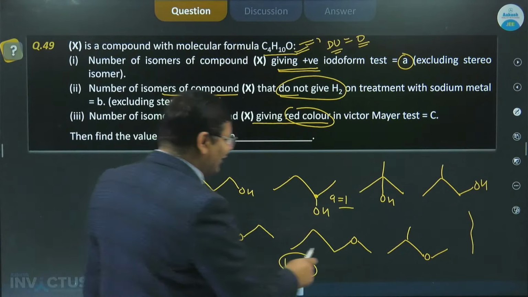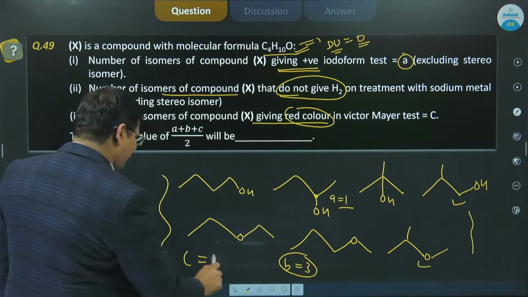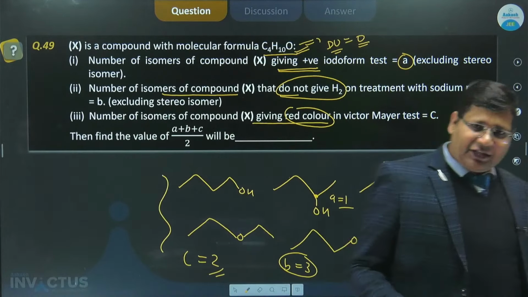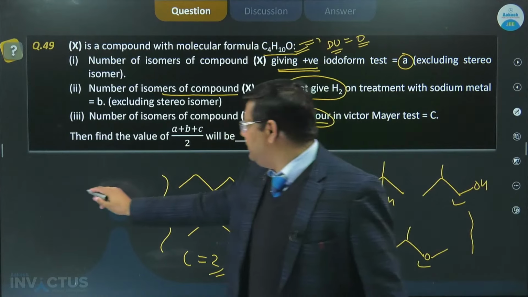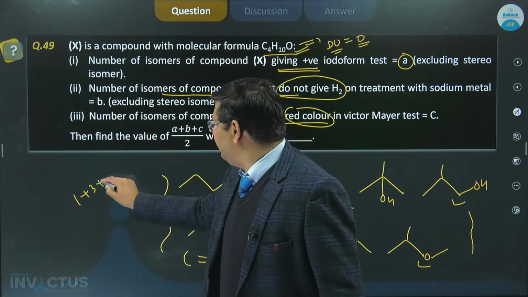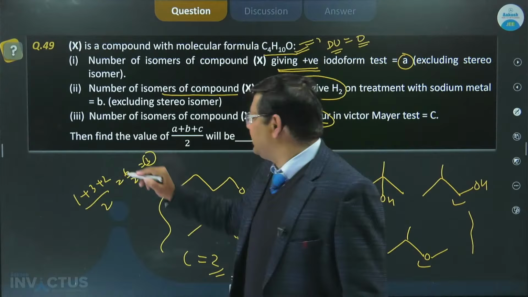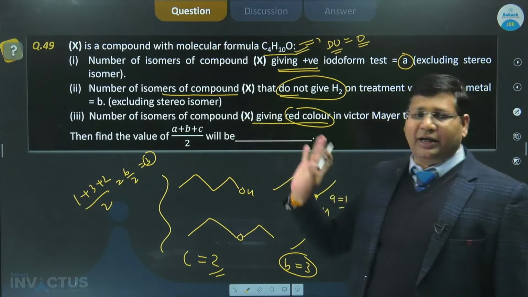तो प्राइमरी अल्कोहल कौन कौन है हमारे पास, ये और ये प्राइमरी अल्कोहल है, इट मीन्स C = 2 हो गया। So now we are able to draw the structure and we are able to find out the digits A, B, C. So now the question is A plus B plus C. So 1 plus 3 plus 2, that is 6/2. तो I hope 3 इसका correct answer हो जाना चाहिए, और होगा ही because that is the direct question.